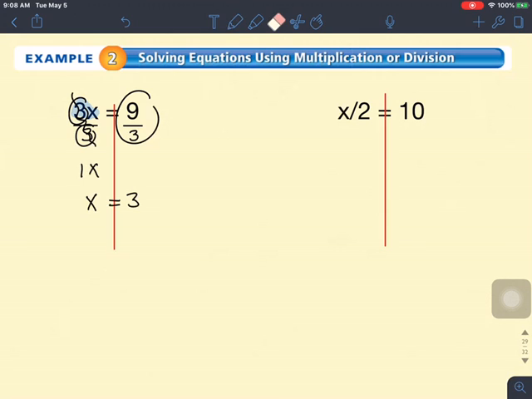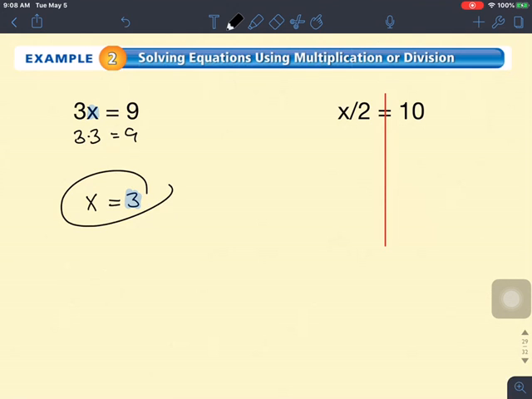And again, we want to double check that. Is x 3? Let's substitute this 3 right here for x. Is 3 times 3 equal to 9? Yes, it is. We know that is correct.